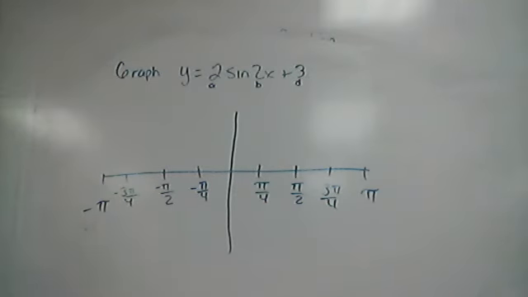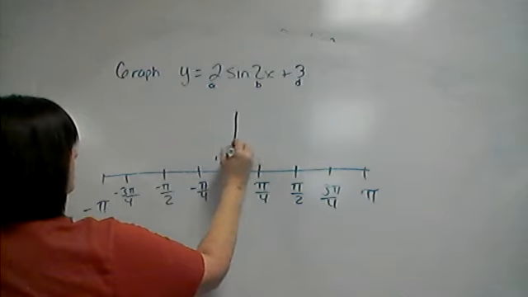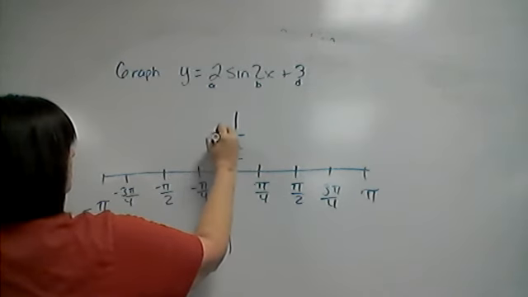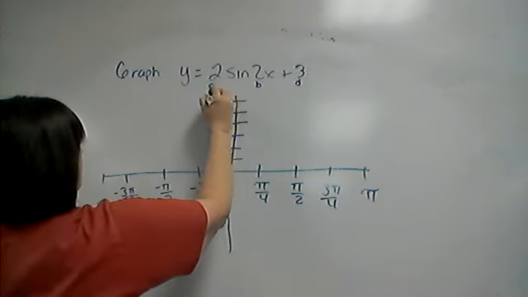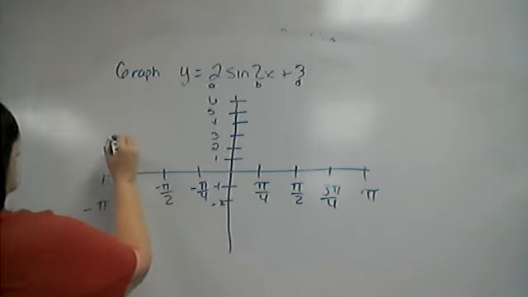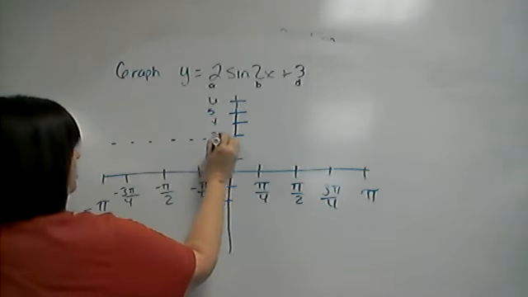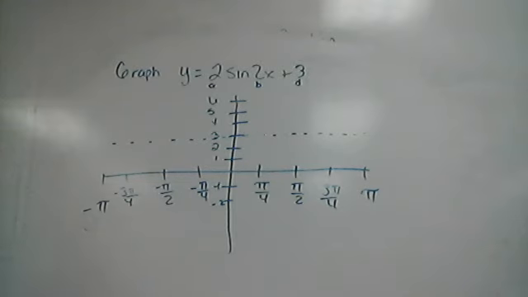All right, so negative pi, negative 3 pi over 4, negative pi over 2, negative pi over 4. And 1, 2, 3, 4, 5, 6. All right, so our line of oscillation is going to be at 3. So this is where our graph is going to center. It's going to oscillate around the line y equals 3.